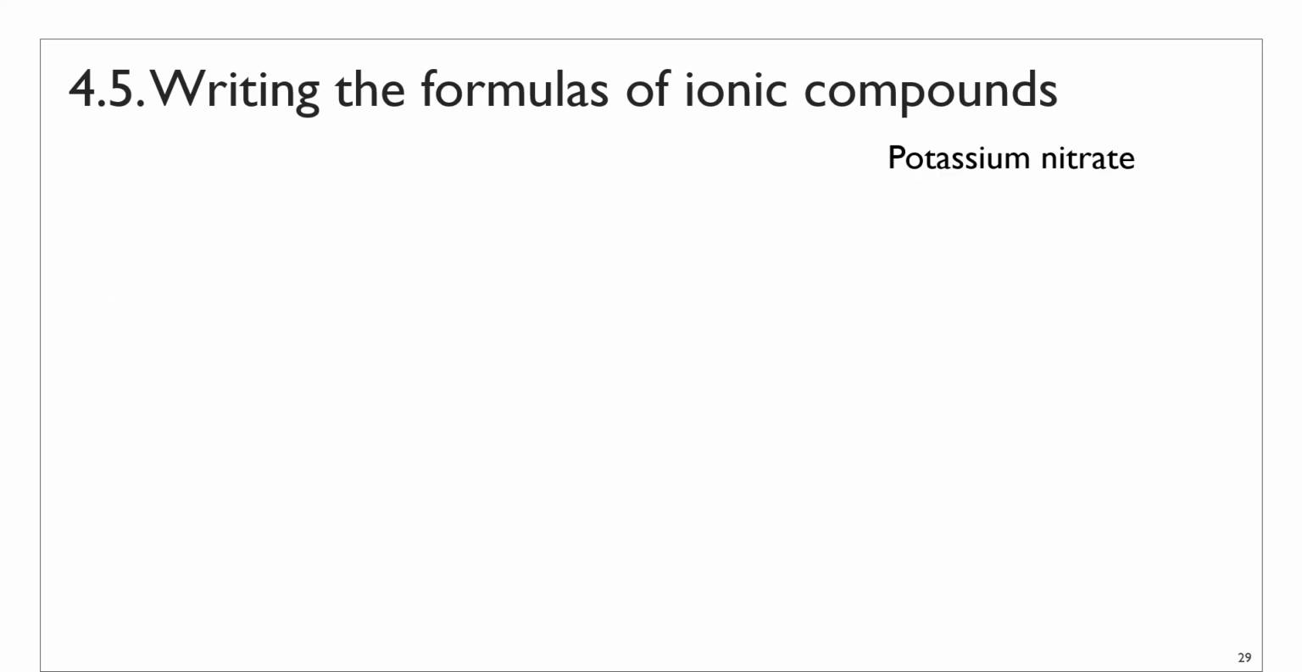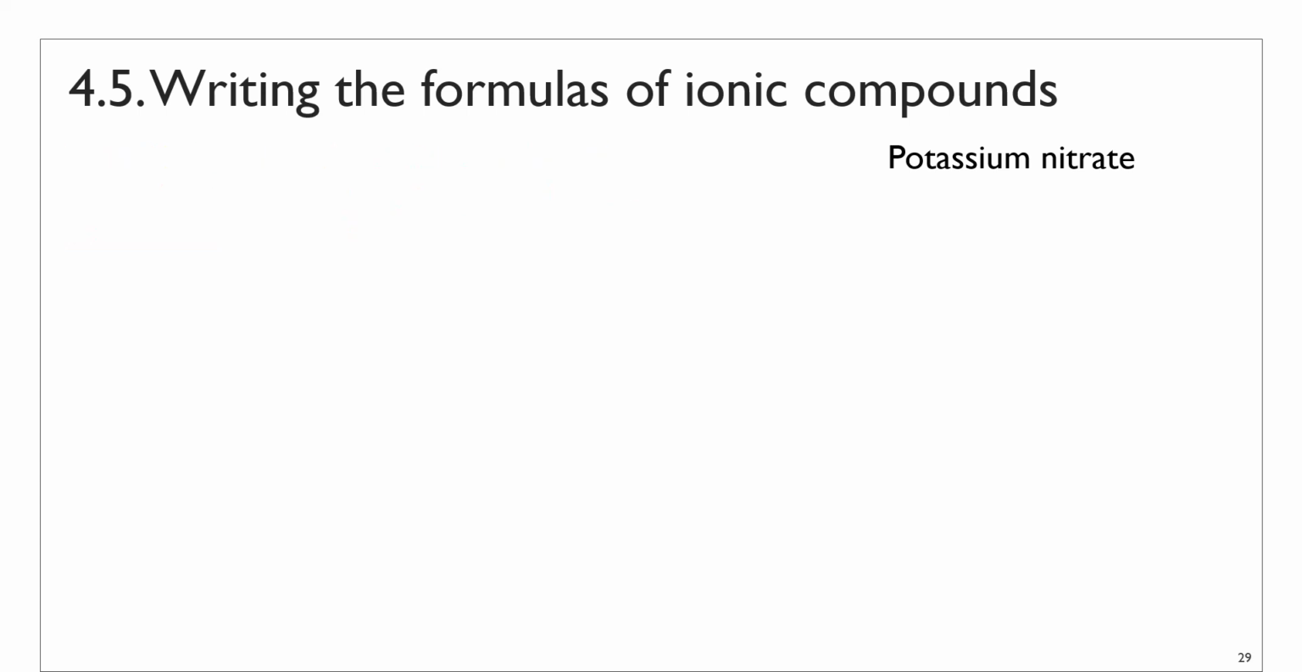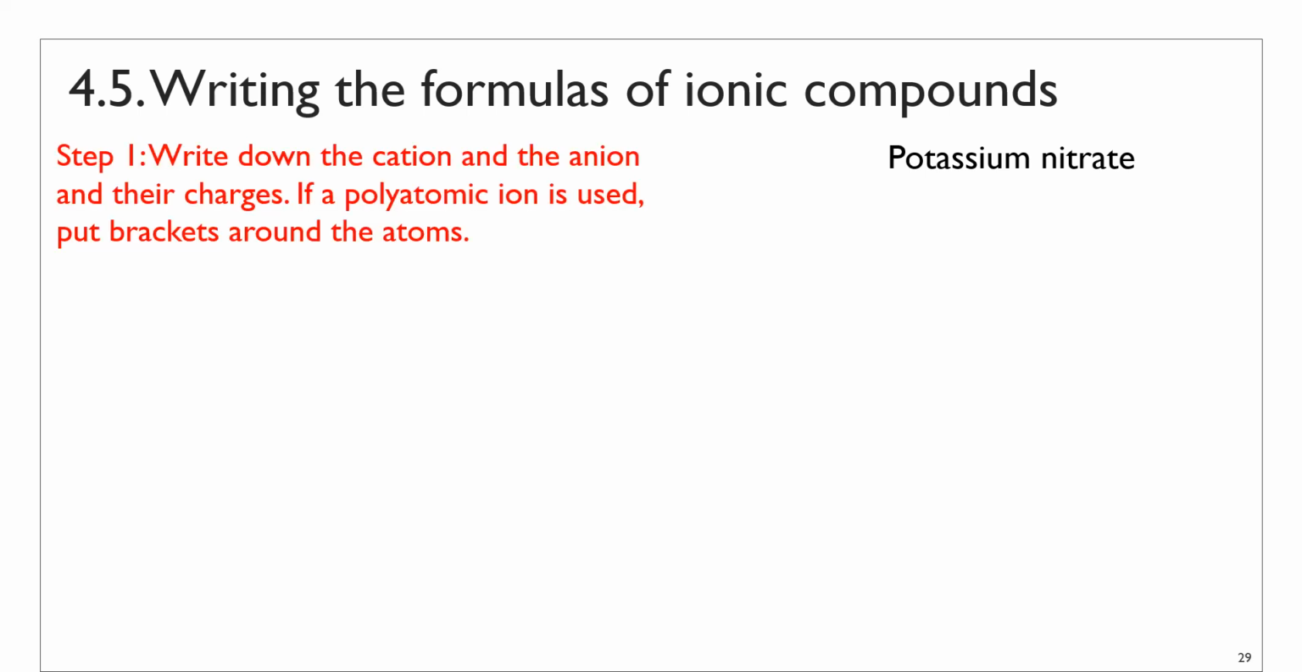Okay, so let's talk about the steps for writing the formulas of ionic compounds. A lot of this I think people can do intuitively, but I'll give you the steps anyway if you're not sure and you need a little bit more support. So the first thing I need to give you is the name of the ionic compound, so potassium nitrate, for example, and the question is, can you write the formula for potassium nitrate? So step one is to write out the cations and anions and their charges. If a polyatomic ion is used, put brackets around the atoms.